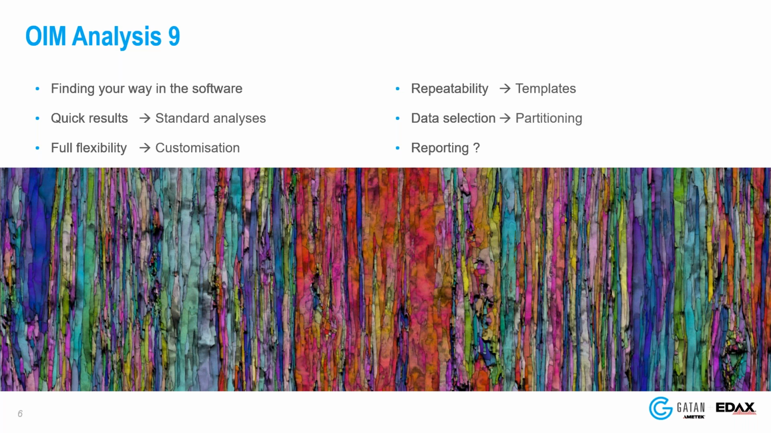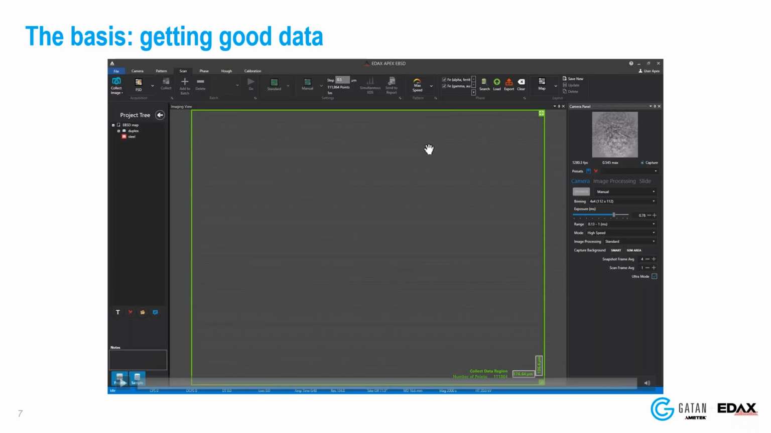And then the data selection. This is actually one of the core functions of OIM Analysis. We call it partitioning, and I will spend quite some time on that in a moment. And then finally, reporting. Yes, of course, reporting is included. But let's start with the basics.